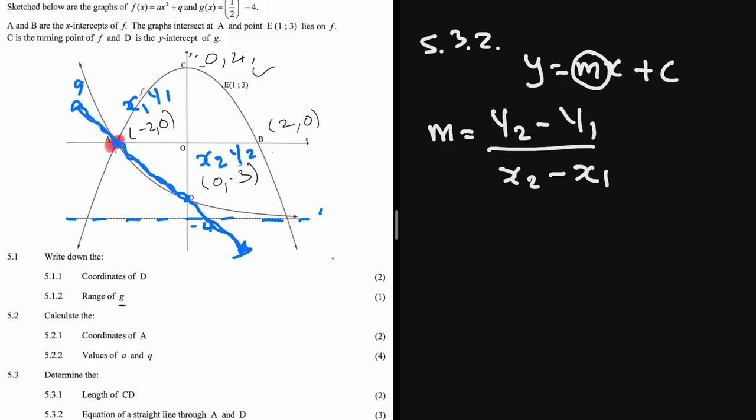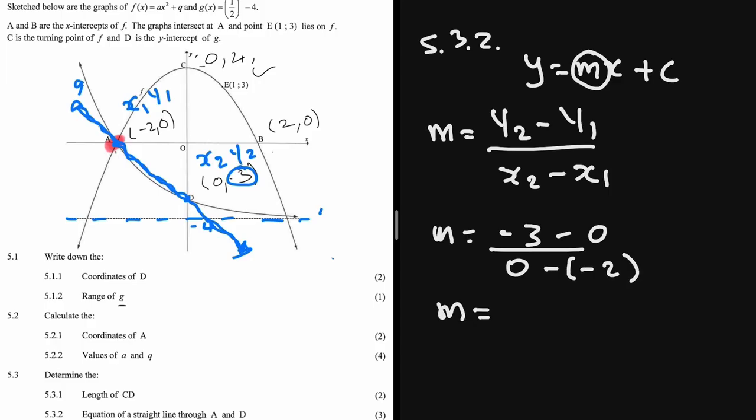So you're going to substitute the values of y and the values of x so that you can get the gradient. So you're going to say now, the value of y2 is going to be -3 here. So you're going to put -3 minus the value of y1, which is going to be 0 there. And then the value of x2 is going to be 0 here, and the value of x1 is going to be minus 2 there. Okay, so we'll see now the gradient that we get is going to be -3/2. So you can just put all that in your calculator so that you get the correct answer. So we have -3/2.